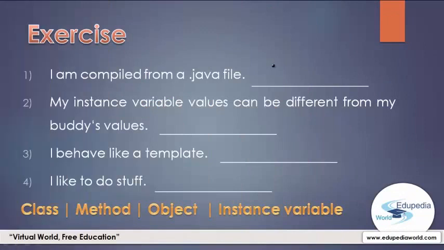In this exercise we are given four terms: class, method, object and instance variable, and we have to identify which term or terms are represented by each statement. The first one, I am compiled from a .java file. In the command prompt, we use javac to compile a .java file, and thereafter we receive a .class file. So the answer is class.